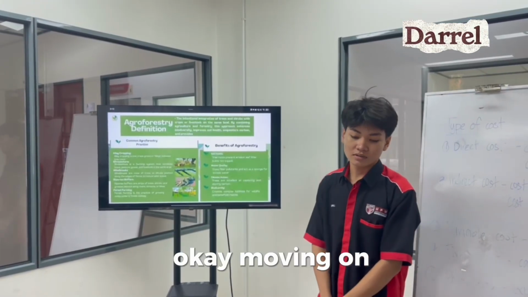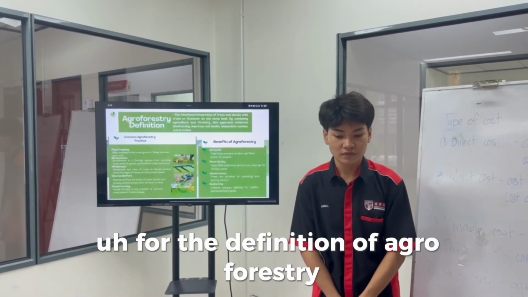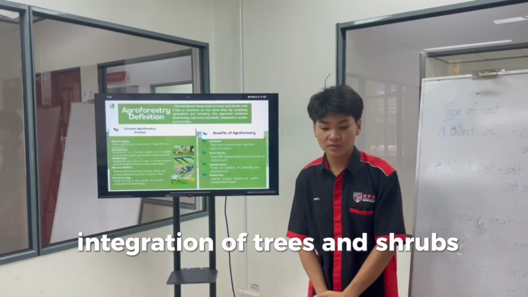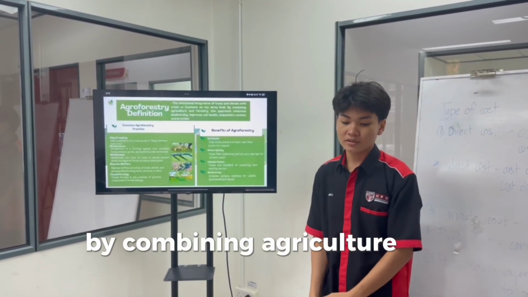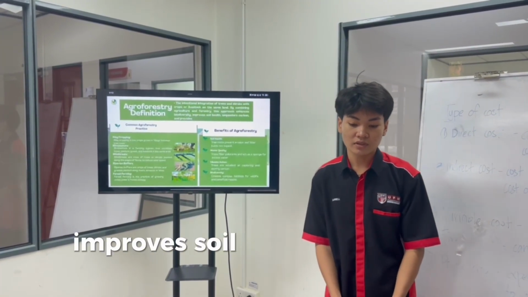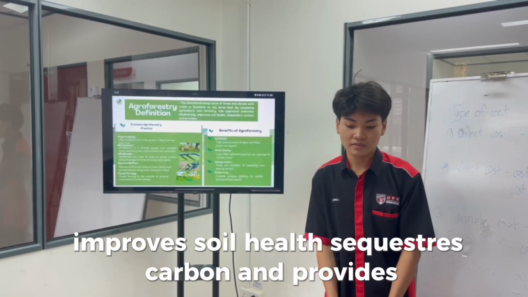Okay, moving on. For the definition of agroforestry, agroforestry is the intentional integration of trees and shrubs with crops or livestock on the same land. By combining agriculture and forestry, this approach enhances biodiversity, improves soil health, and sequesters carbon.